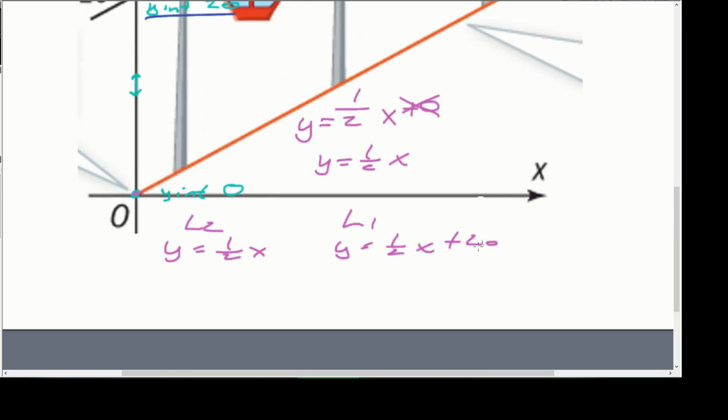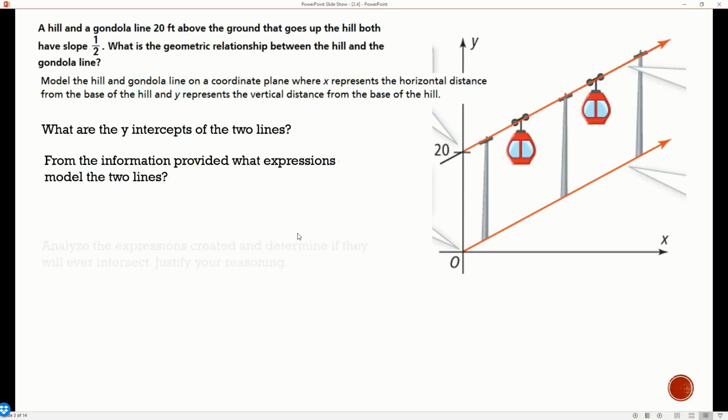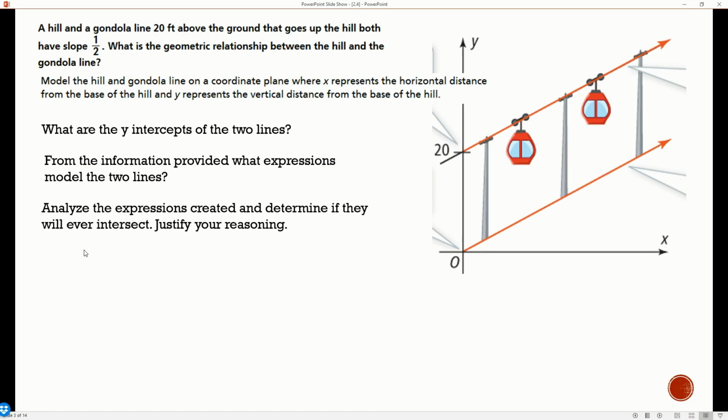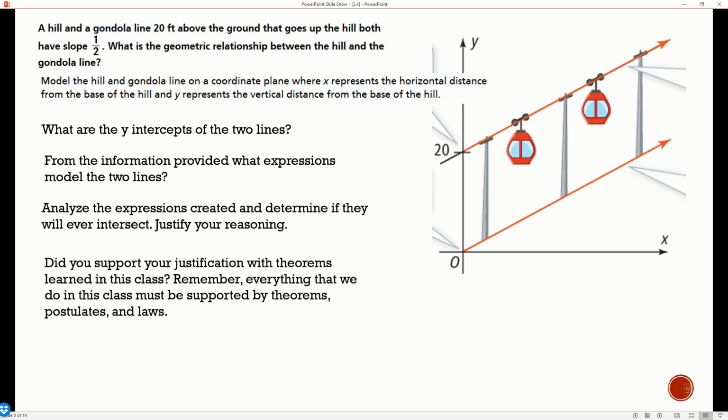So let's go back over and see if there's any more questions on the PowerPoint. Alright, so let's analyze the two expressions we just created and determine if they will ever intersect. Justify your reasoning. This is geometry. Everything we do, we have to justify it. So let's see if there's anything else.